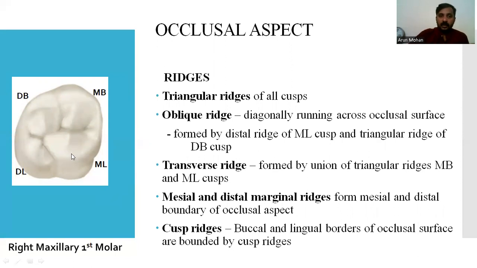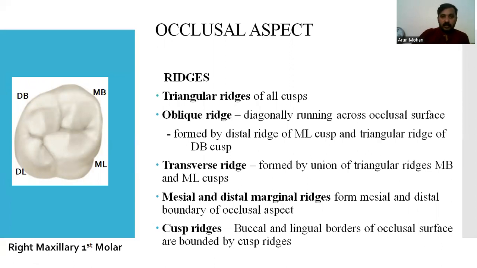Oblique ridge, which runs diagonally across the occlusal surface. There will be an oblique ridge which is formed by the distal ridge of the mesiolingual cusp and the triangular ridge of the distobuccal cusp. By the union of the triangular ridge of the distobuccal cusp and the distal ridge of the mesiolingual cusp, there will be an oblique ridge which will run diagonally across the occlusal surface. It is a very important ridge which will help in strengthening the maxillary first molar against more masticatory load.